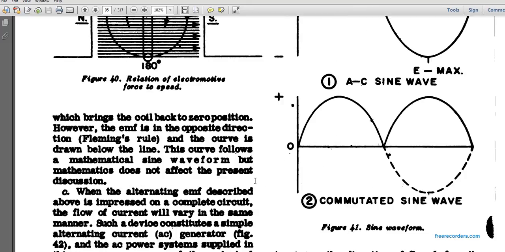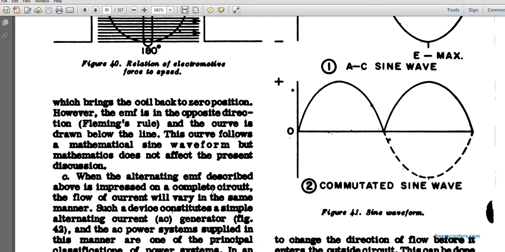Number 2, which brings the coil back to the 0 position. However, the EMF is in the opposite direction by Fleming's rule, so the curve is drawn below the line. The curve follows the mathematical waveform, but the mathematics does not affect the present discussion. When the alternating EMF is impressed on a complete circuit, the current varies in the same manner.